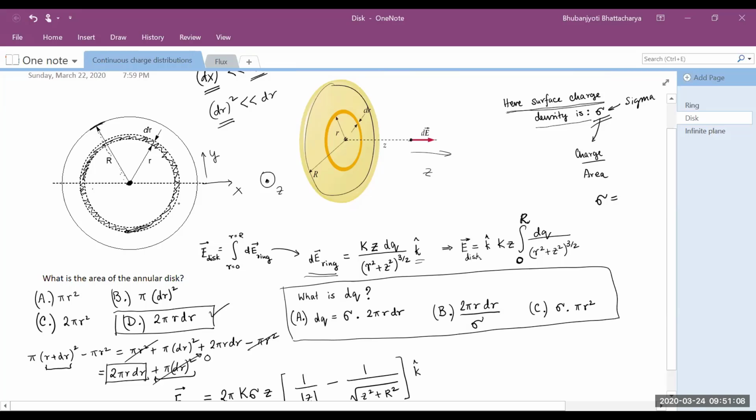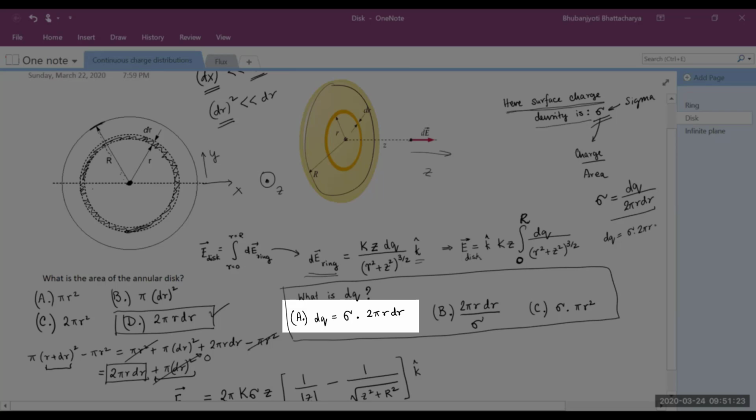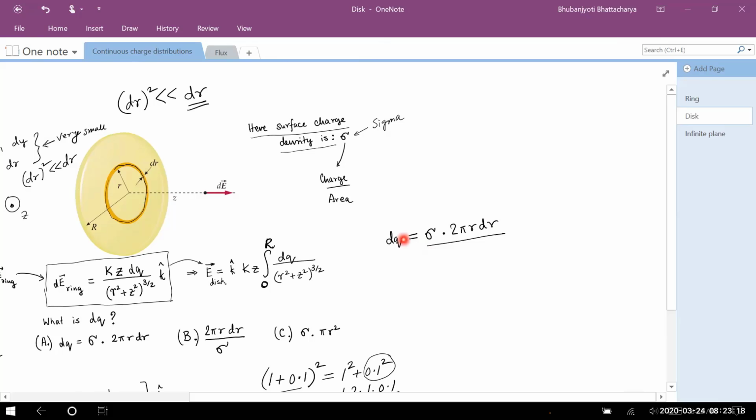What is the charge on the ring? That charge is dq. What is the area of the ring? That is 2 pi r dr. So if I put that back in here, I can now rework what dq is. dq is sigma times 2 pi r dr. So really the correct answer is A. I can take this dq and plug it into my ring formula, so I can plug it into this formula over here.